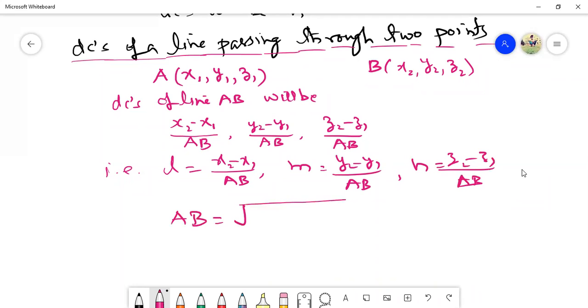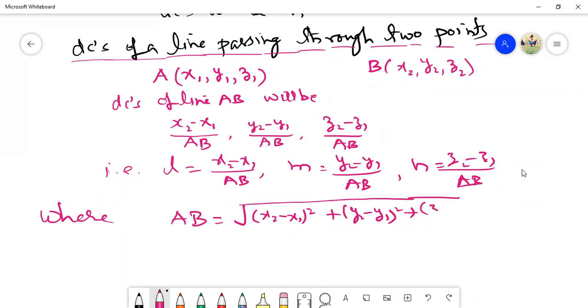AB, first we have to find AB by using the formula: x2 minus x1 whole square plus y2 minus y1 whole square plus z2 minus z1 whole square.